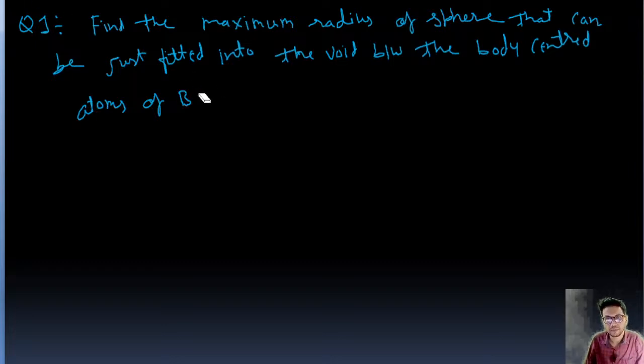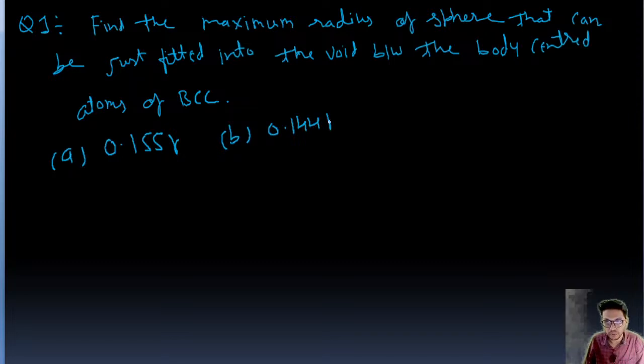BCC. Okay, options are: option A is 0.155 R, option B is 0.144 R, option C is 0.199 R, option D is 0.431 R. Okay, so this is the question guys.